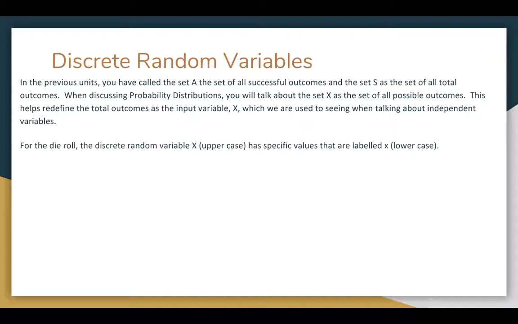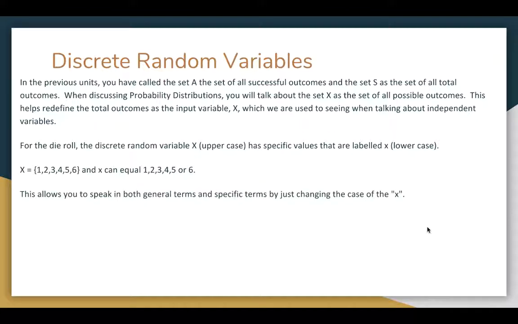So all the X values are 1 to 6, and then the lowercase numbers are the specific values. So the big X is a set. That's why it's the big X and not little x. But little x is actually specific numeric values. It allows you to speak in general terms and specific terms just by changing the case.